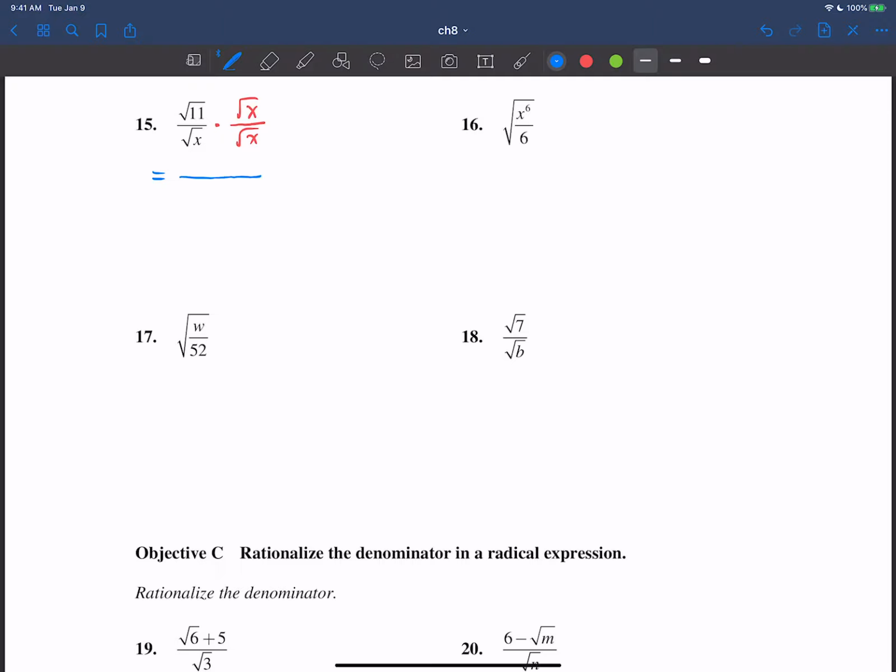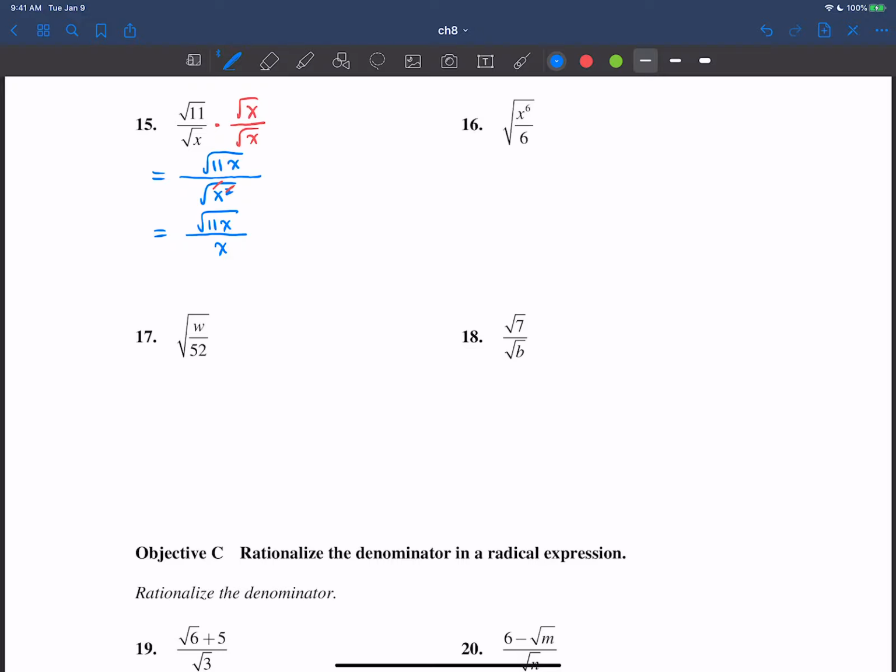Let's do the denominator first. Radical x times radical x, that's radical x squared. The numerator becomes radical 11x. Radical x squared, you could simplify that, cross out inverse operations, and that becomes x. Numerator still 11x underneath the radical sign, and that is our simplified version of the original expression, which is rationalized. We don't have any radical numbers in the denominator.